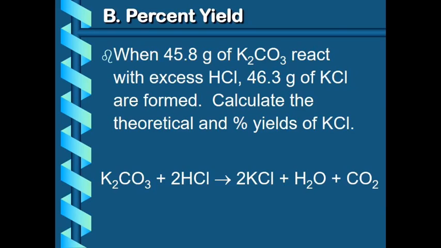So potassium carbonate and hydrochloric acid give you potassium chloride, water, and carbon dioxide gas. The problem says you have 45.8 grams of potassium carbonate reacting with excess hydrochloric acid. So we don't have to do limiting reactant since it's already in excess. You have 46.3 grams of potassium chloride that is formed. I want you to calculate the theoretical and percent yields of KCl.